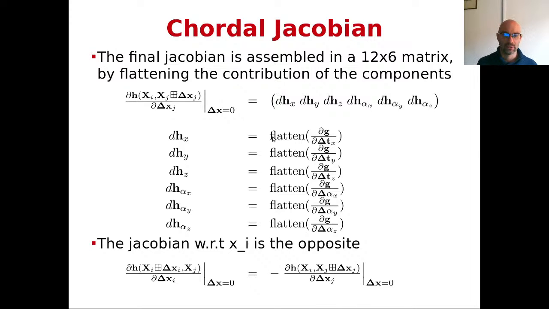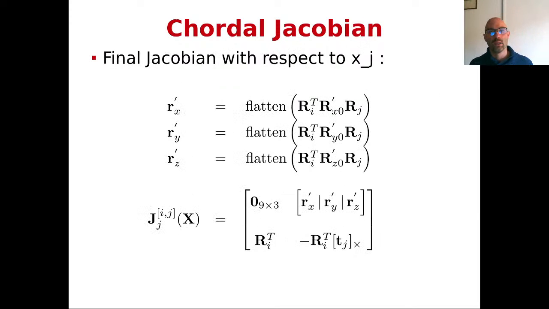Very good. We know that also the Jacobian with respect to i is the opposite, so we don't need to compute it. We just take the other one and we put a minus in front, or even don't do it, because then we can just put the minus in the calculations we might need to do. Okay? Very good.